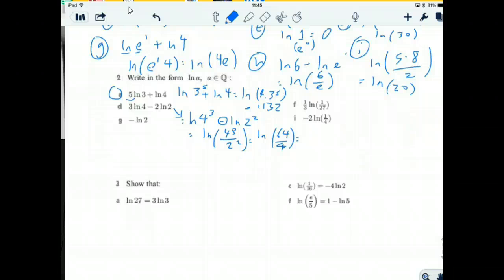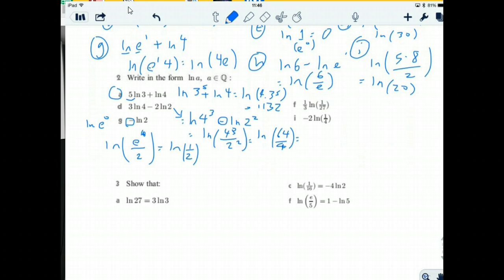Let's see, since it's a negative, let's say that that's the same thing as 0 minus natural log of 2. So 0 is the same thing as natural log of e to the 0. And so if we combine those, we have natural log of e to the 0 divided by 2. And e to the 0 is the same thing as 1, right? So that would be natural log of 1/2.